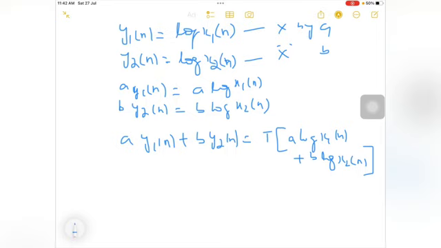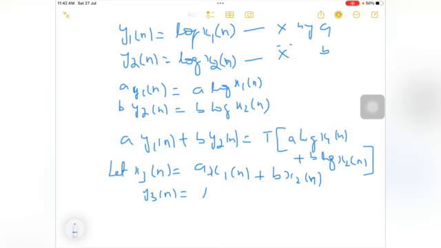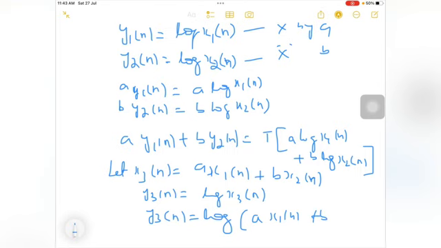Now this is my input, and corresponding to that I will get the output. Already we have taken y1 and y2. Suppose let us assume x3 of n. What is my x3 of n? I will take x3 of n as a into x1 of n plus b into x2 of n. Assume this is my x3. So what is my y3 of n? The output is nothing but the function log of x3 of n. So y3 of n is equal to log of a into x1 of n plus b into x2 of n. This is my y3 of n.